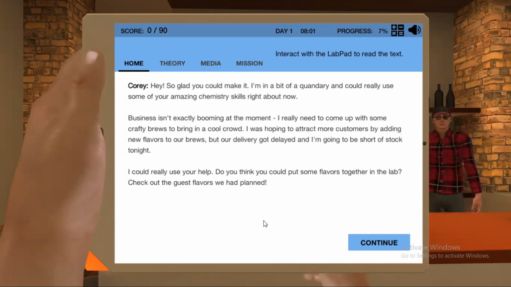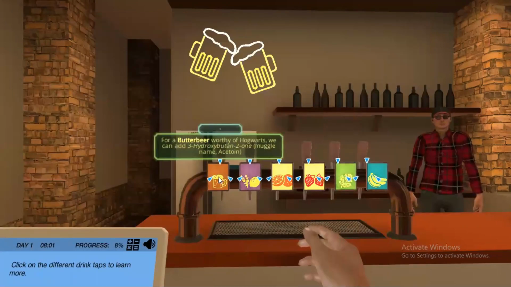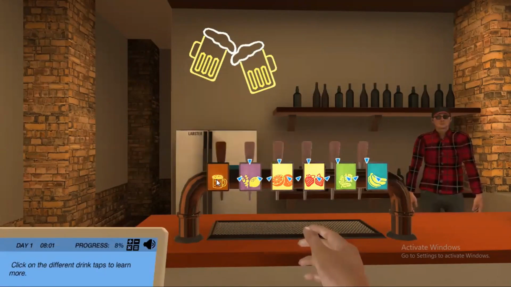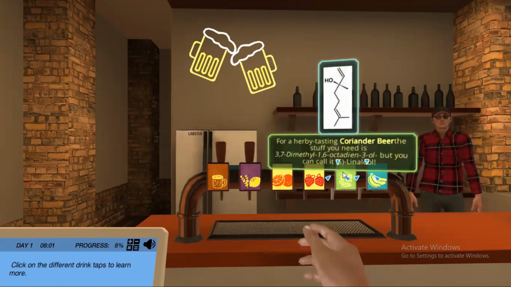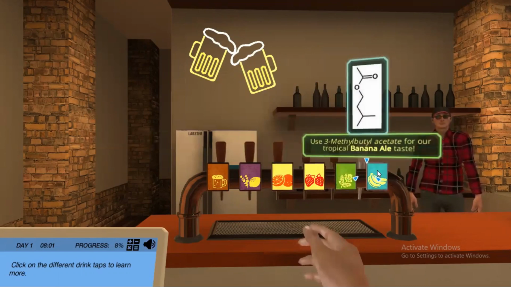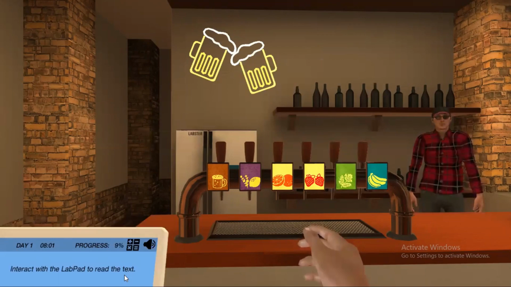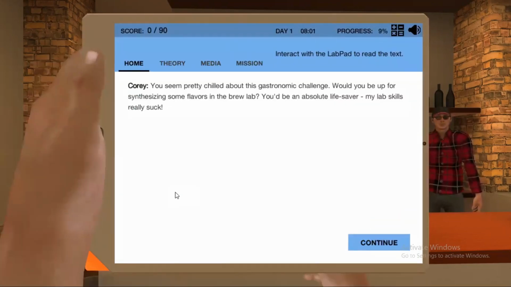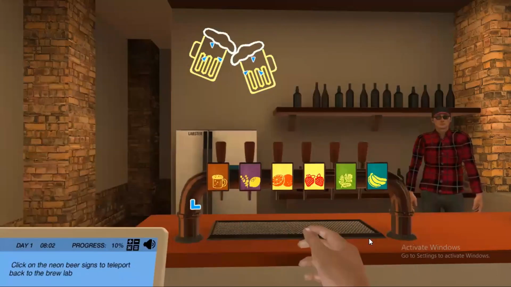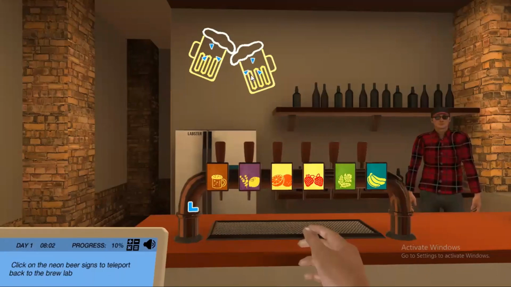Do you put some flavors together in the lab? Check out the guest flavors we had planned. Click on the different drink tabs to learn more. Click on the lab pad for more information. You seem pretty chilled about this gastronomic challenge. Would you be up for synthesizing some flavors in the brew lab? An absolute lifesaver. My lab skills really suck. Click on the neon beer signs to teleport back to the brew lab.